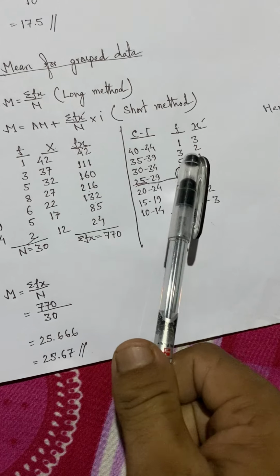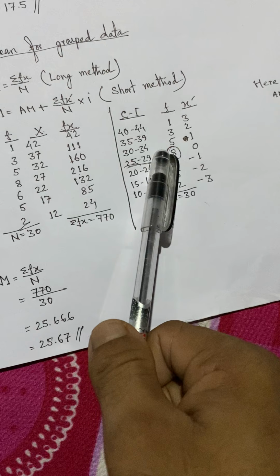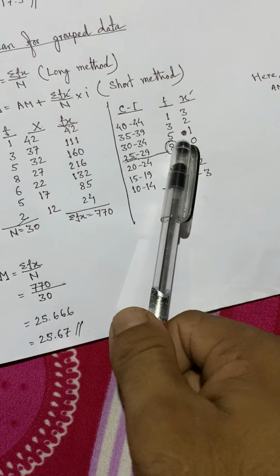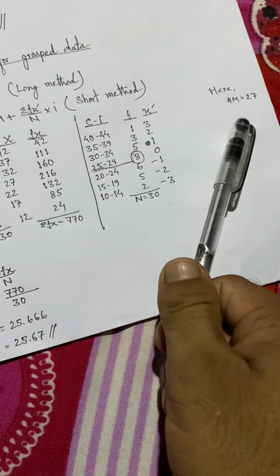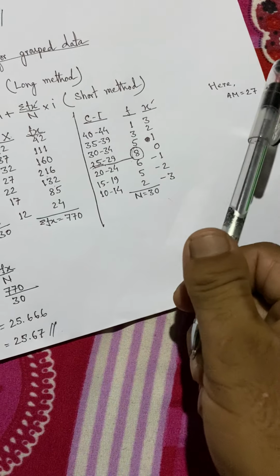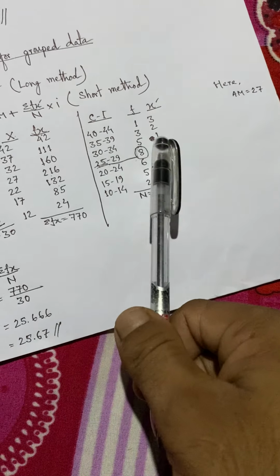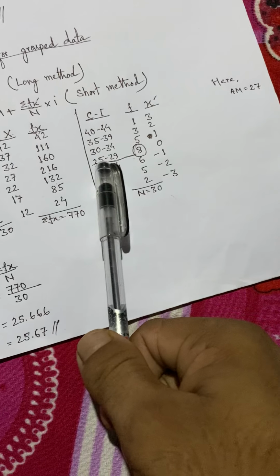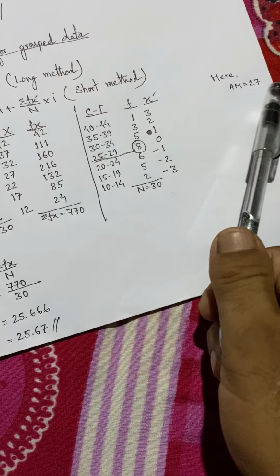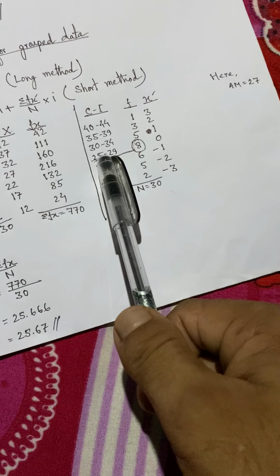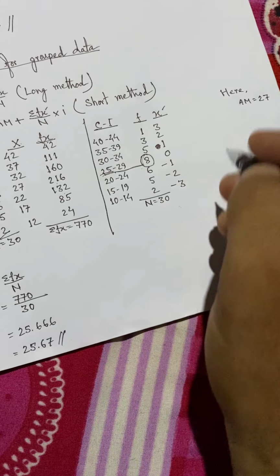First you have to find out the highest frequency here, that you have to mark. Then you have to see the class interval of that highest frequency, and the midpoint of that class interval will be the assumed mean, that is 27. So the highest frequency here is 8, and 8 lies in the class 25 to 29. The midpoint of 25 to 29 is 27. So the assumed mean is 27.